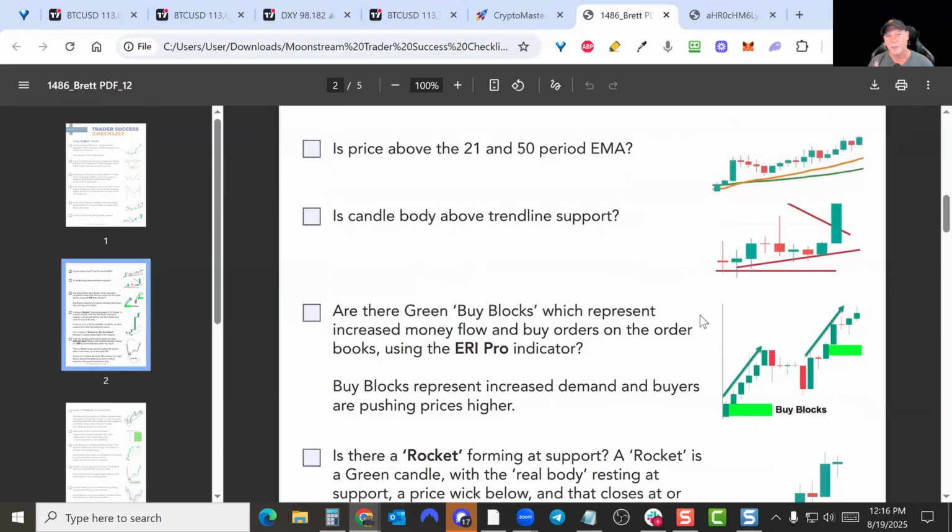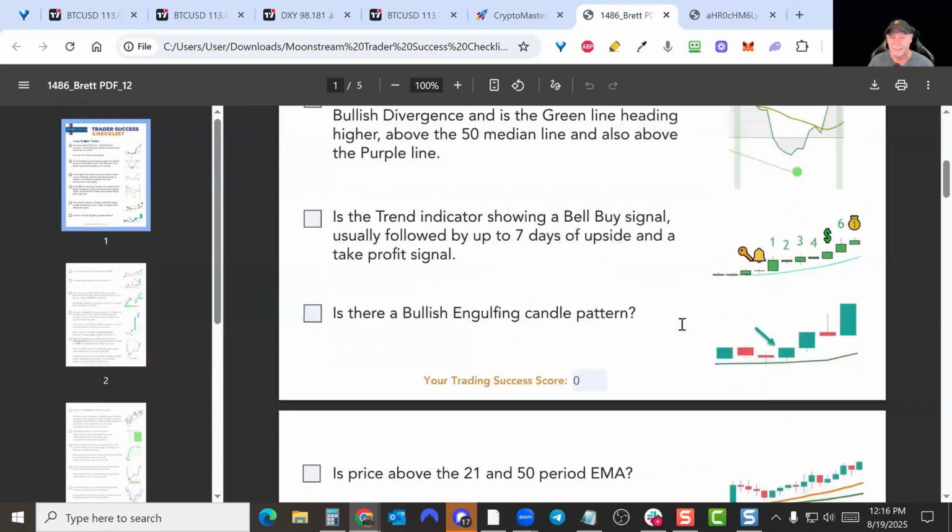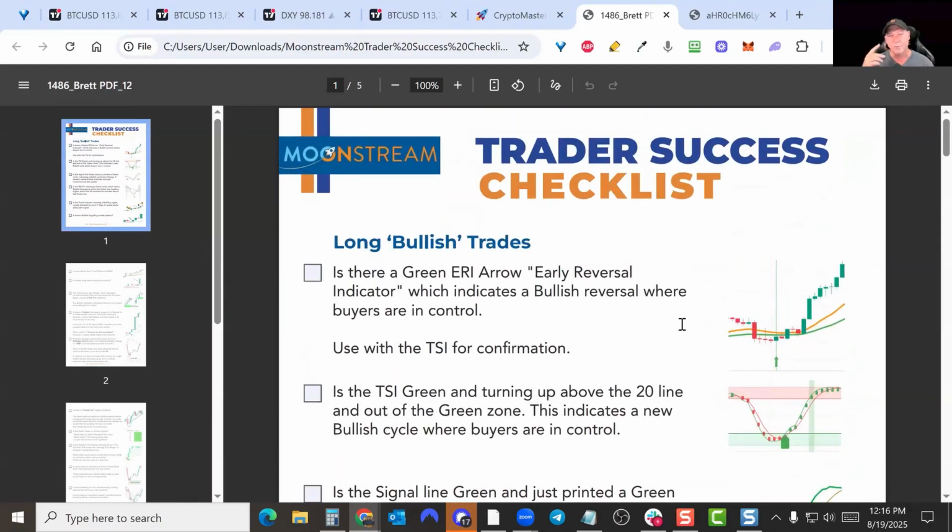But I still recommend you review it from time to time, because this is the exact process that goes through my mind when I pull up a chart, and it just happens like that. But when you're new, you have to build those neural pathways.